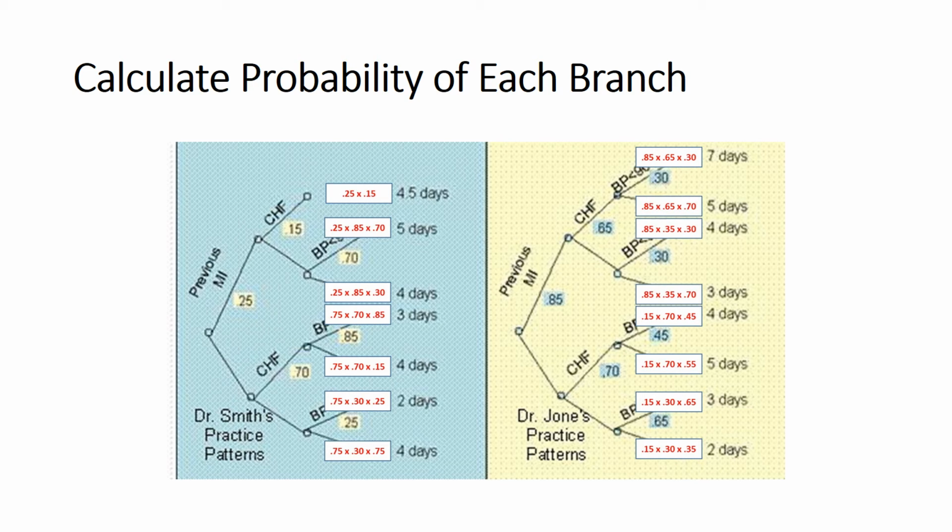Next, we multiply the probabilities of all the events on the same branch. So on the top branch here, we start with a previous MI and congestive heart failure. So the probability of previous MI is 0.25 and the probability of congestive heart failure is 0.15. So the probability of this branch occurring is 0.25 times 0.15, and patients in this branch stay 4.5 days.